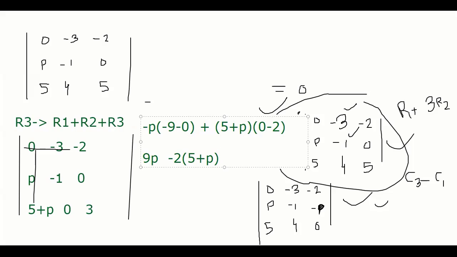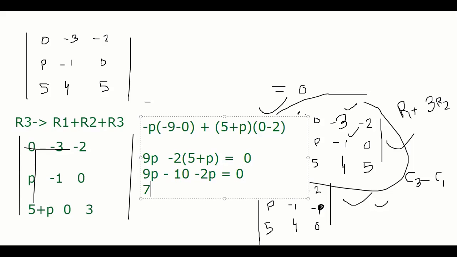And what is the condition? Our condition is that the value of the determinant should be 0. Then only points are collinear, right? Just solve this. 9p minus 10 minus 2p equal to 0. 7p equal to, no, not 7p, sorry. 7p equal to 10, p equal to 10 by 7. Anyway, the value is not important, but the main thing is how to solve. So the value of p is 10 by 7, so the points are collinear.